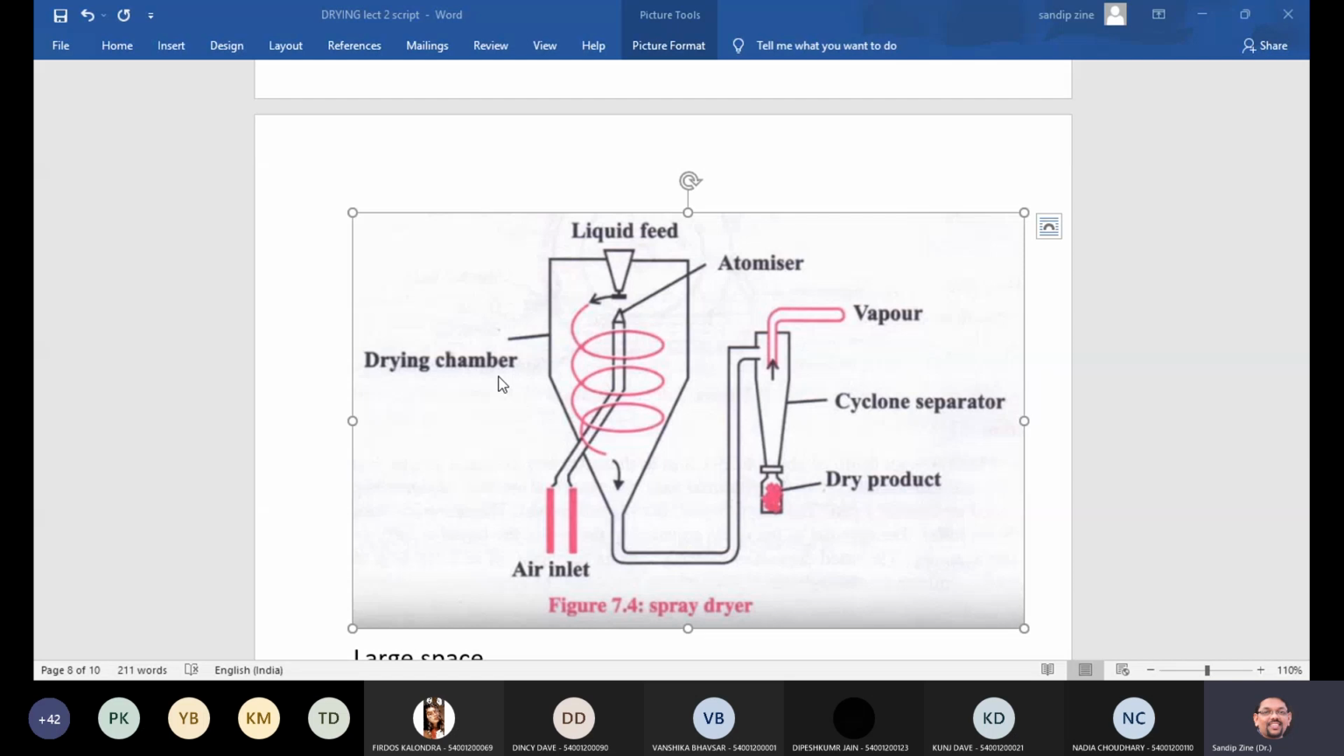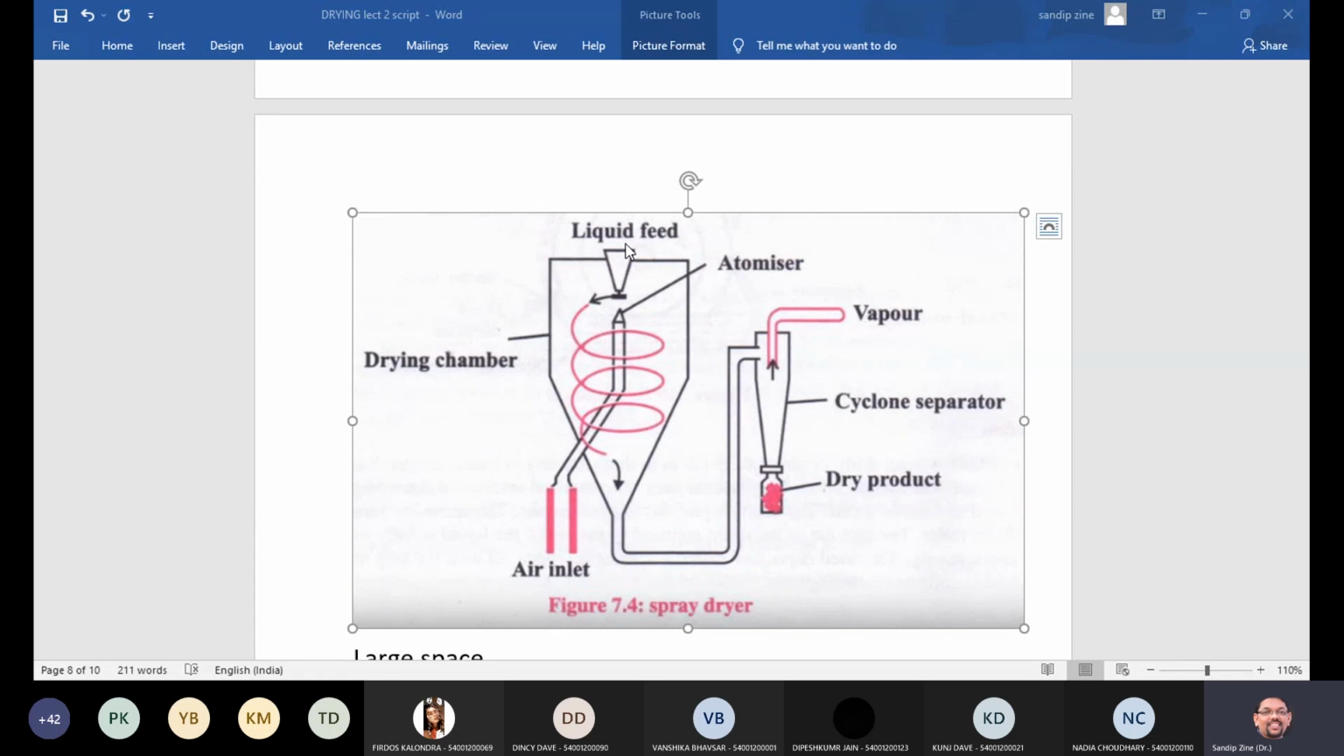Then in disadvantages, the spray dryer is expensive, difficult to operate, and the thermal efficiency is low, as much heat is lost in the discharge gases. So obviously we can write the application part as well. Spray dryer can be used for drying both solutions and suspensions. Spray dryers are very useful for drying heat sensitive substances.